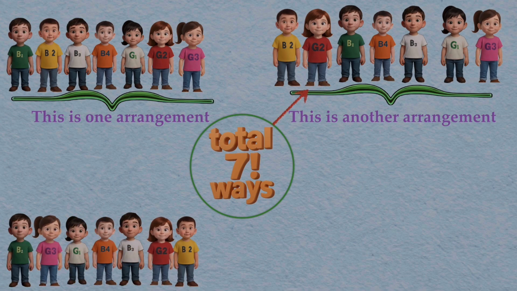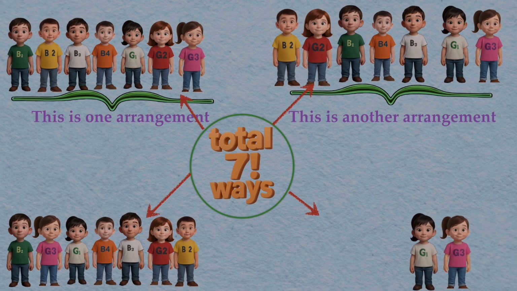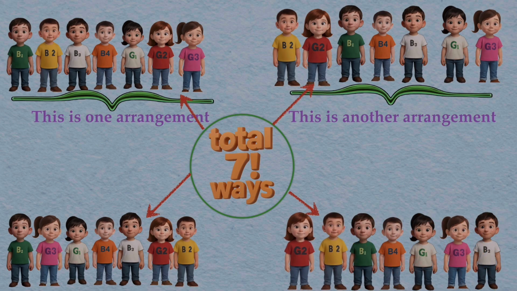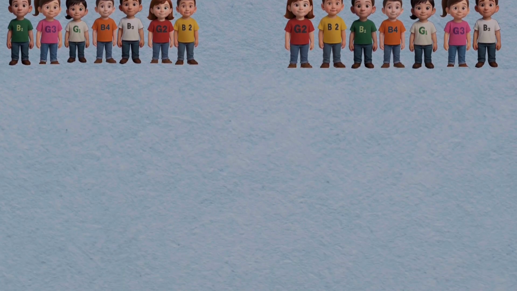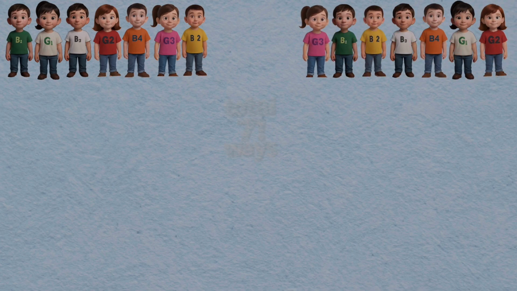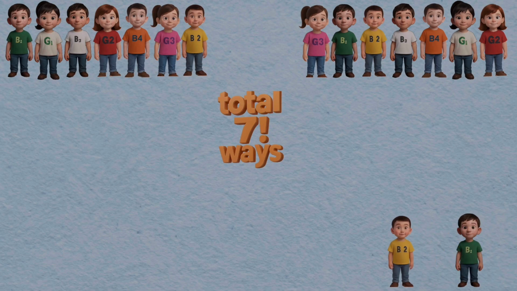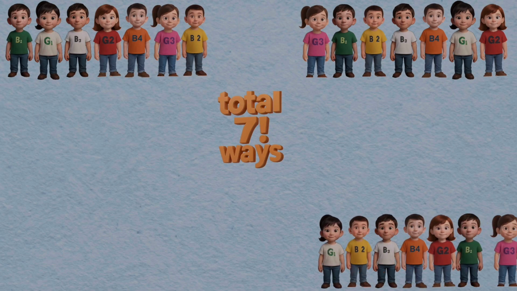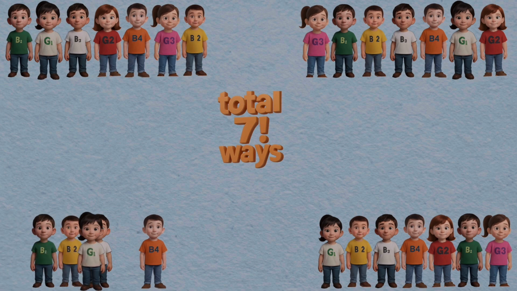Here we have observed 4 possible arrangements along the line out of the total 7 factorial possible ways. Here are 4 additional examples of how 4 boys, B1, B2, B3, B4, and 3 girls, G1, G2, G3, can be arranged in a row. These are just a few of the possibilities contained within 7 factorial.